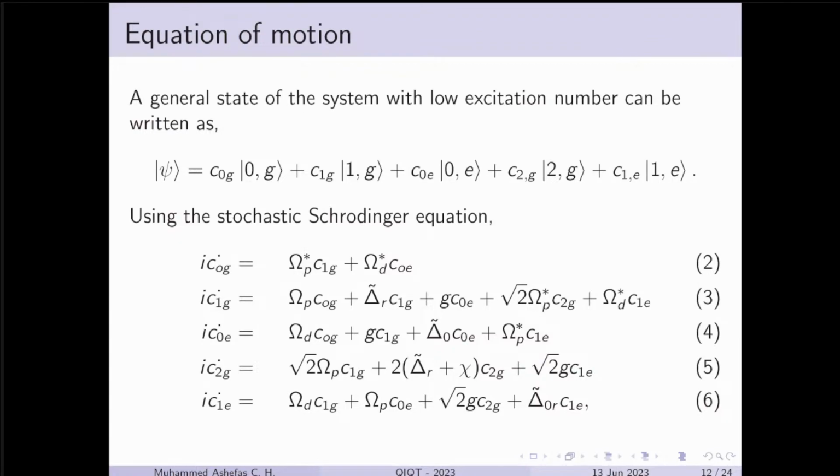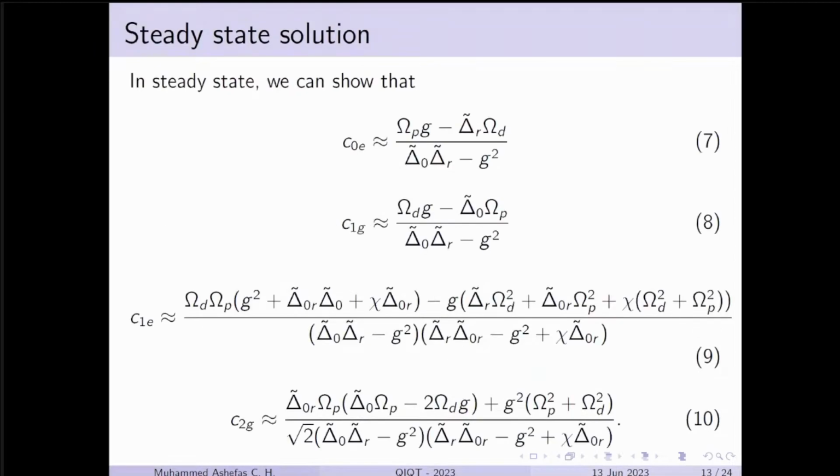The equation of motion, or the differential equation satisfied by all the coefficients written here, is a coupled differential equation, and we can solve it for steady state. For steady state, we can find C0E, C1G, C1E, C2G, etc. It's slightly complicated, but the important thing for us is C2G.